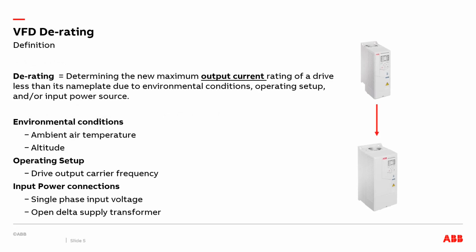So VFD derating, how do we define it? Derating is defined as determining the new maximum output current rating of a drive that's less than its nameplate due to environmental conditions, operating setup, and/or the input power source. When we're talking environmental conditions, we're talking about the ambient air temperature in which that drive is installed, and also what altitude that drive is going to be installed at. When we're talking operating setup, it's a feature inside the drive, the output carrier frequency of that drive, and we'll go into that a little later.